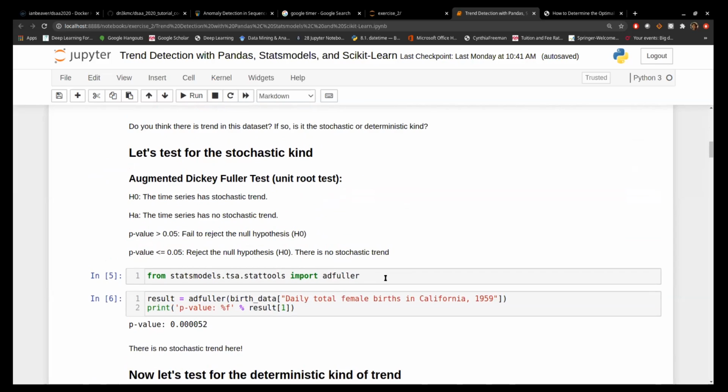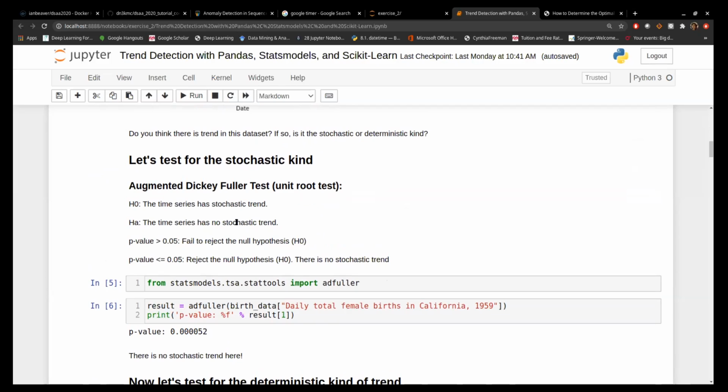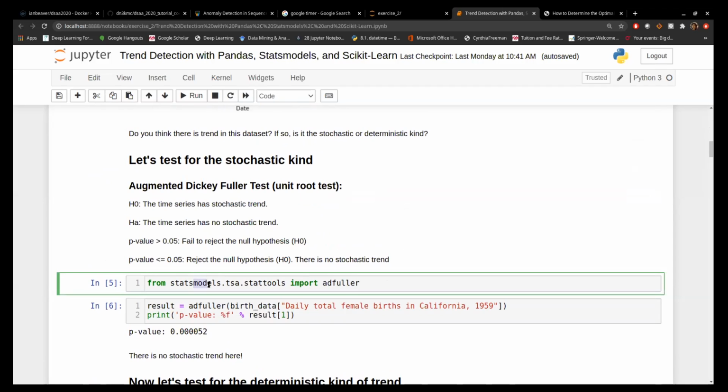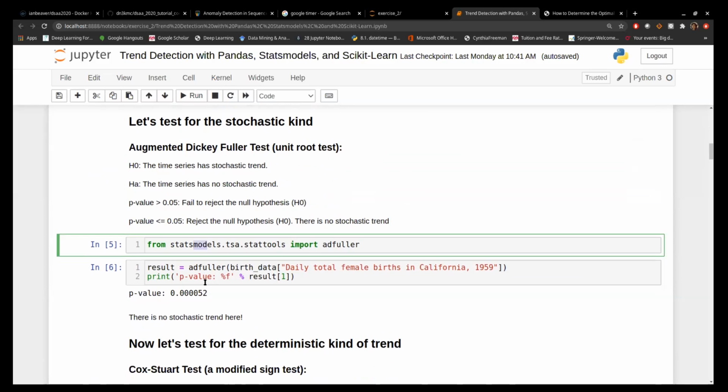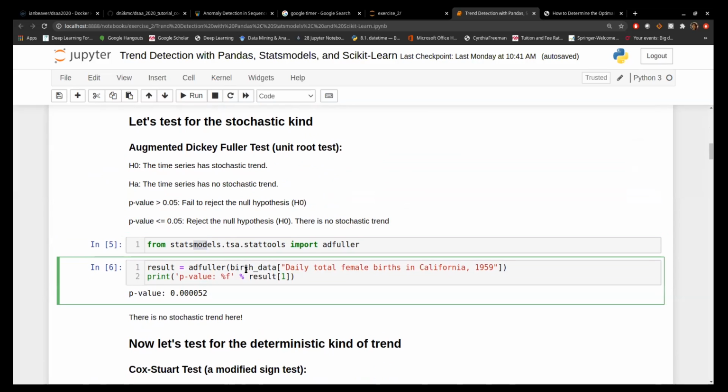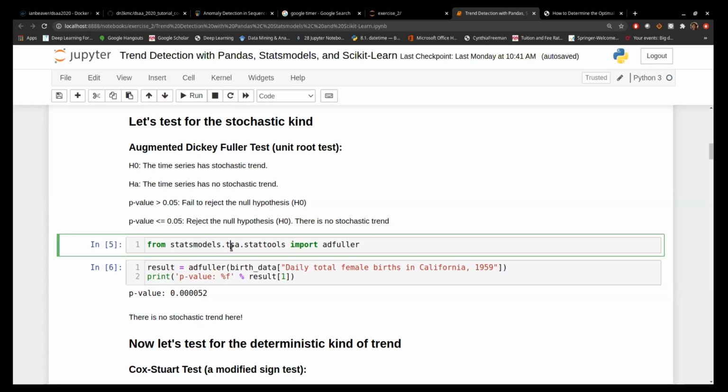Right here, the null hypothesis is that there is stochastic trend, and the alternative is that there is no stochastic trend. So I'm going to use the augmented Dickey-Fuller test from statsmodels, and I'm going to use a p-value of 0.05 as a cutoff, but honestly, that's just user choice. Since our p-value is less than 0.05, we reject the null hypothesis. There is no stochastic trend. However, there could still be deterministic trend.